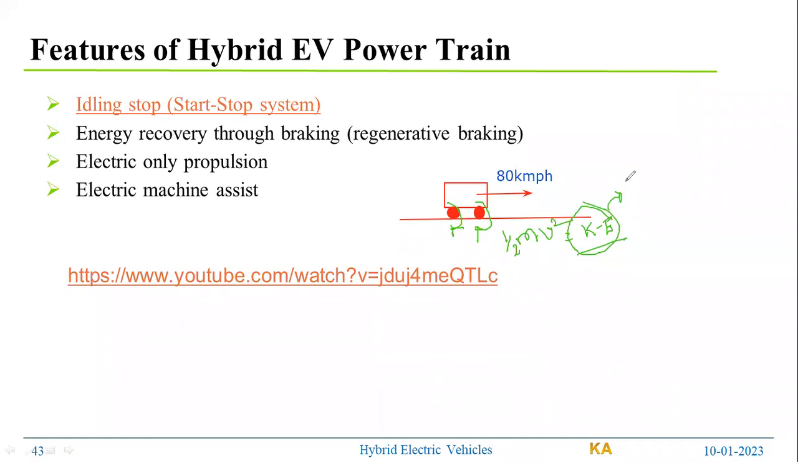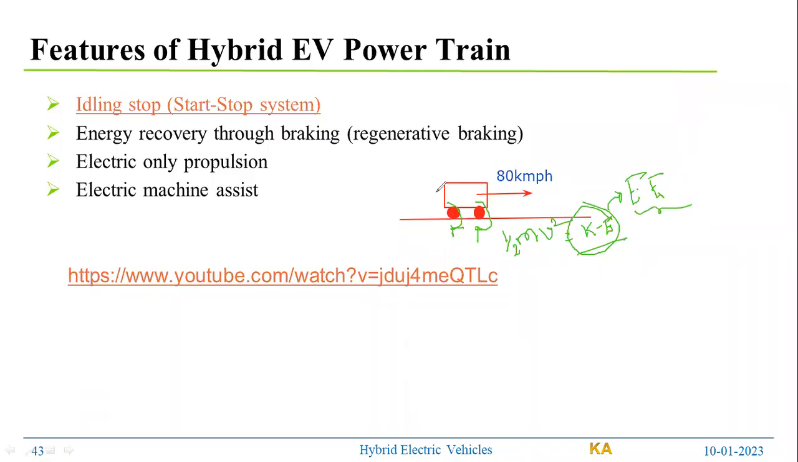So kinetic energy is mechanical energy. This kinetic energy can be converted into electrical energy through regenerative braking. That means the propulsion motor will work during that time in generator mode, and the inverter works as a bidirectional converter, so that this energy can be recaptured back to the battery. So that is one of the ways of improving the efficiency and reducing the emissions.